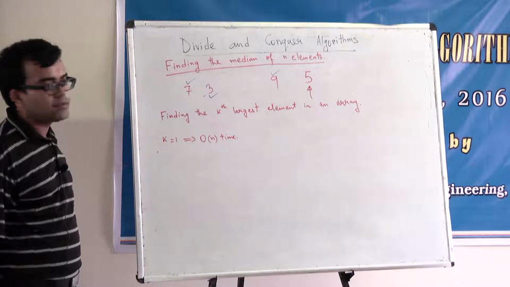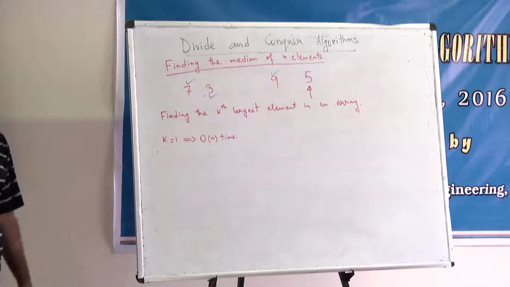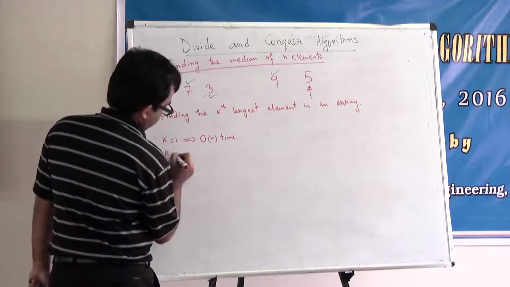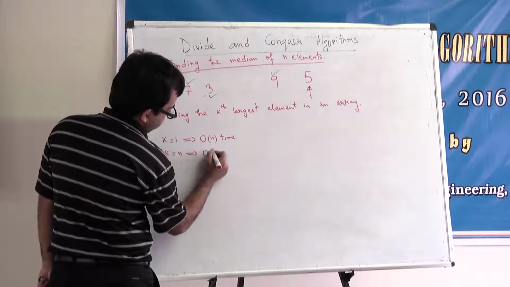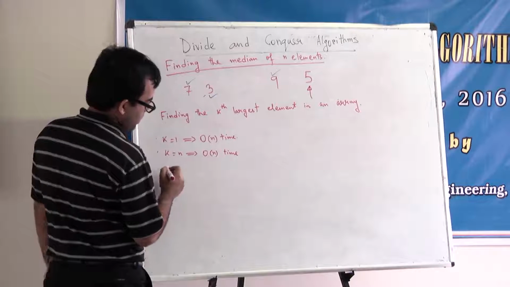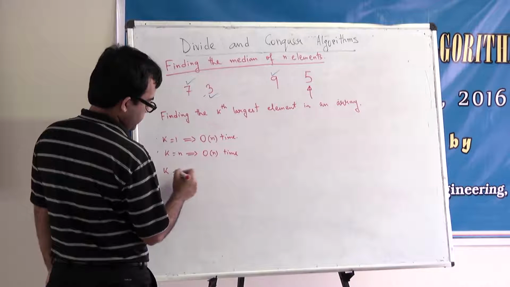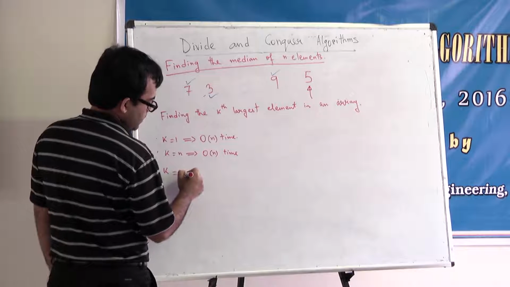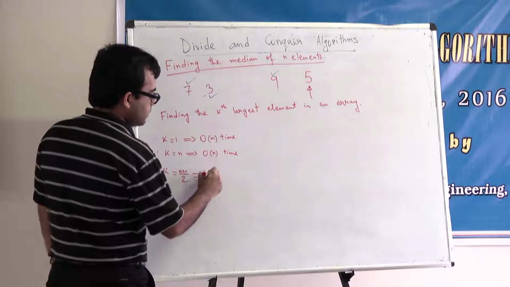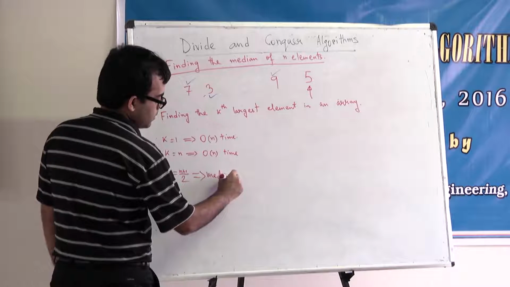If k equals n, what will you do? k equal to n means finding the minimum element. You can run exactly the same algorithm and again get a linear time algorithm. Now suppose k is (n+1)/2, where n is odd. Then this translates into finding the median, because you are asking for the middle element.